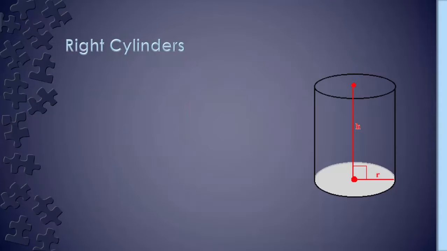So, for this lesson, we're going to be discussing only right cylinders. That is, a cylinder whose base, shown in the white here, lies perpendicular to the altitude or the height of the cylinder, forming this right angle. The formula for finding the volume of such a cylinder is pi times the radius squared times the height, or the altitude of the cylinder.